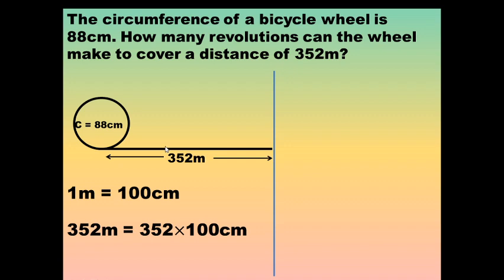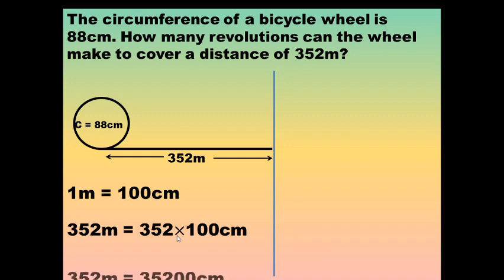352 meters. We are changing from a bigger unit to a smaller unit, which means our value will go higher a bit. So what do we do there? We multiply. If 1 meter equals 100 centimeters, how about 352 meters? It will give us 352 times 100, and the unit should be in centimeters.